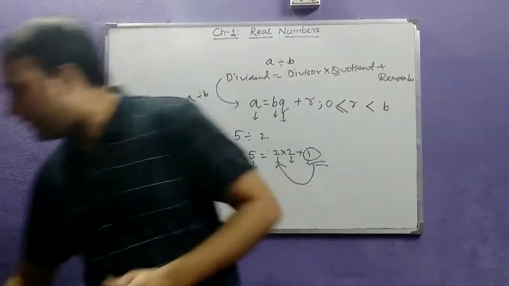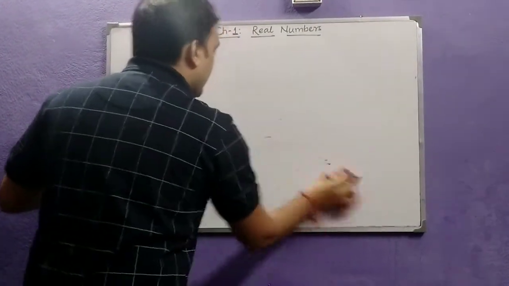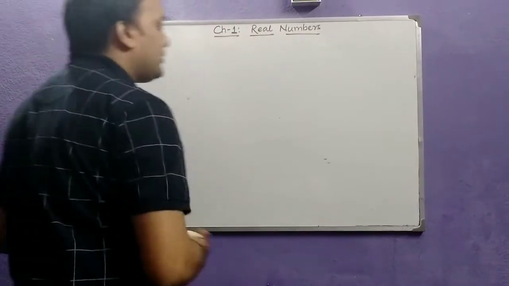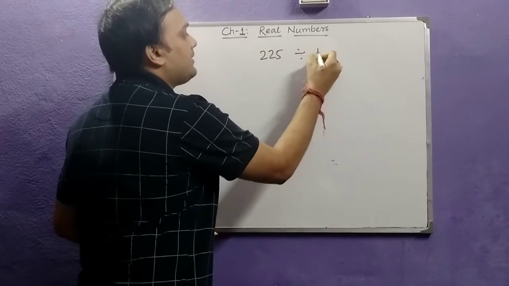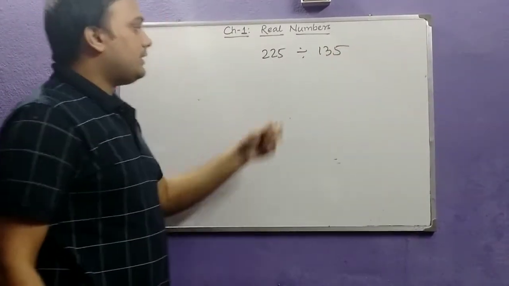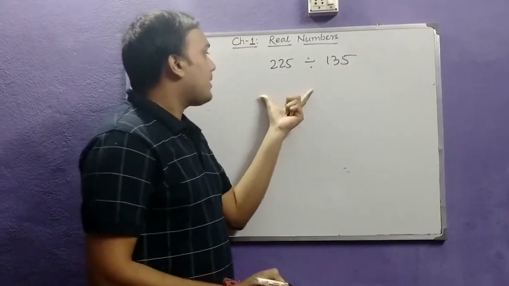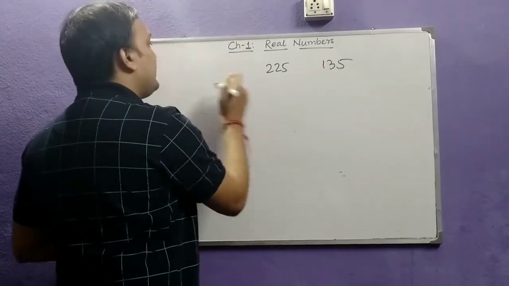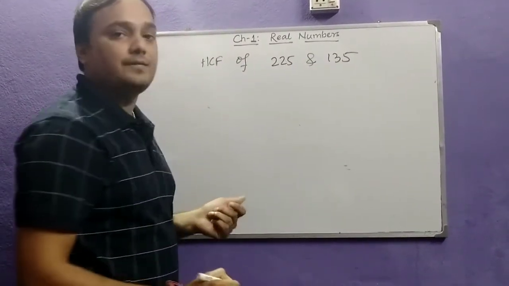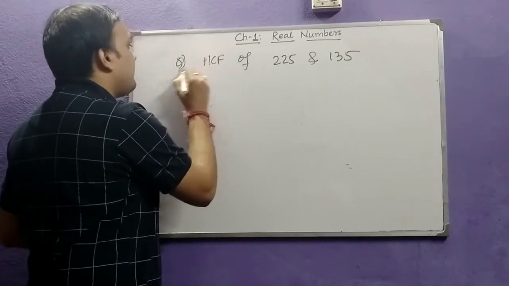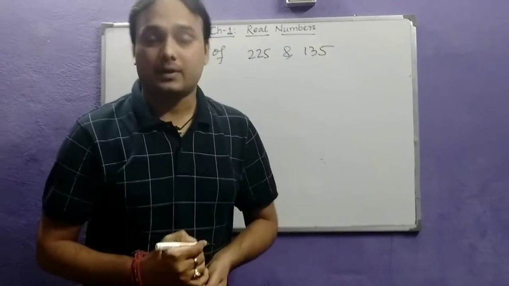Let us take a very good example to understand it better. Suppose I want to divide 225 by 135. Suppose this is the dividend and this is the divisor. Actually, we will be finding the HCF of 225 and 135. Your question is: find the HCF of 225 and 135 using Euclid's division lemma.